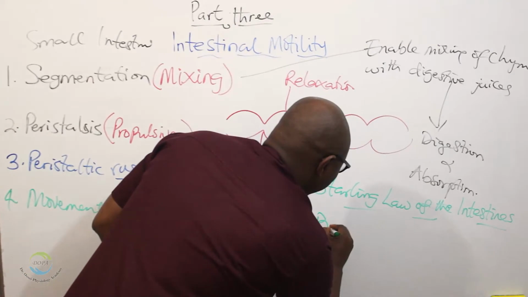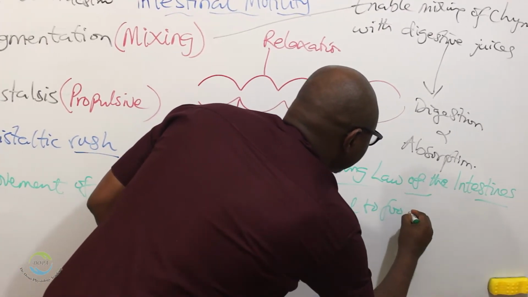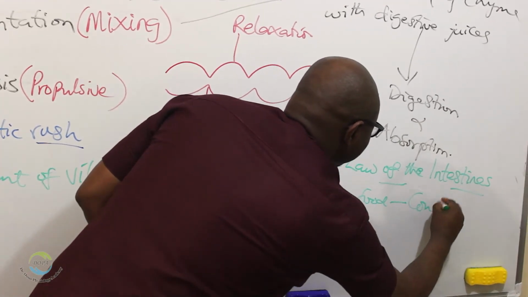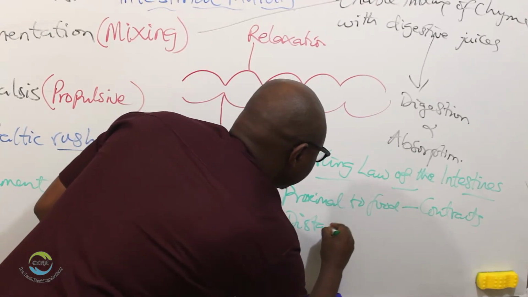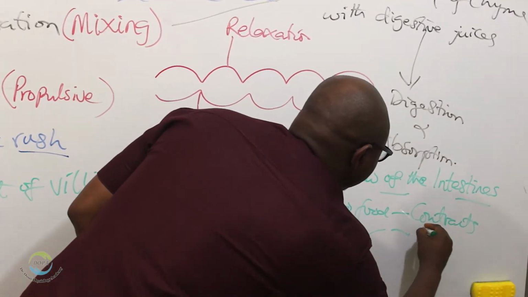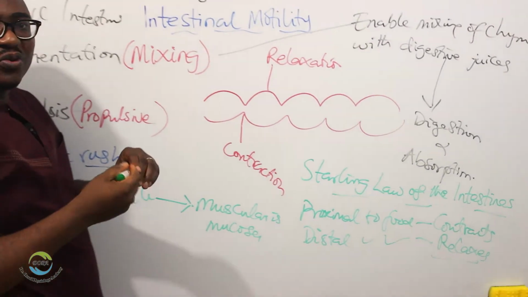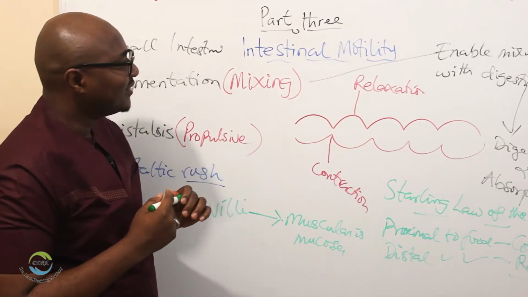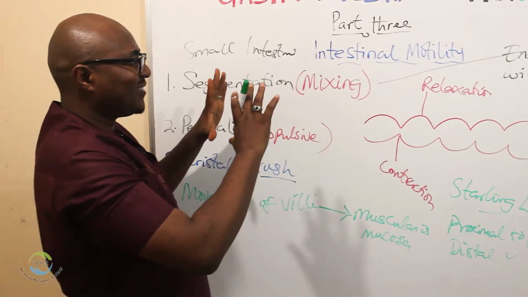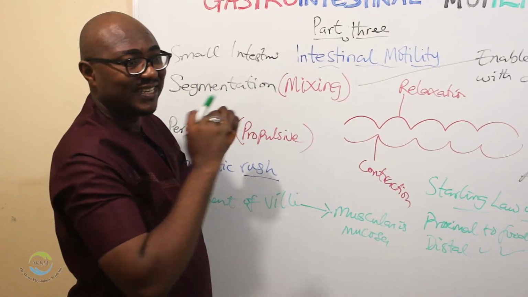The part proximal to food contracts. Distal to food relaxes. And by so doing, it enables the movement of food. So just put that at the back of your mind. So we're now going to talk about the large intestinal motility after this break.